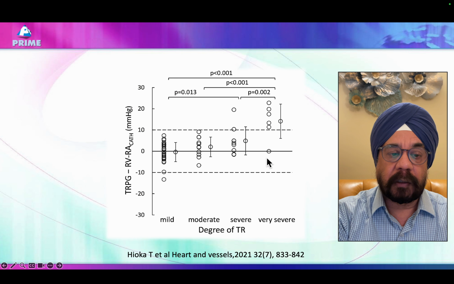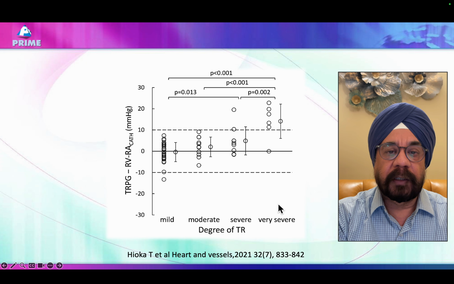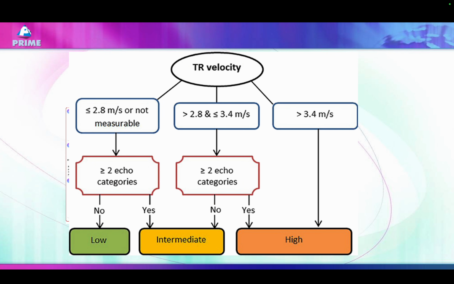Let's have a reality check. If you compare TR pressure gradient by cath and echo, these are the differences. In the mild, the difference between the two could be less than 10. That is kind of acceptable. But in case of a severe and very severe TR, now look at the cath and echo differences. The differences can be as huge as 20 millimeters of mercury. So in a severe or moderate TR, the correlation between these two is poor.